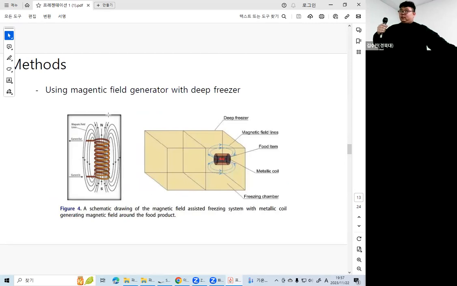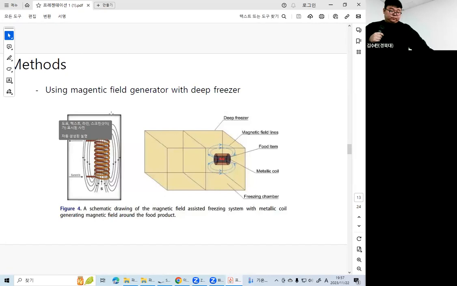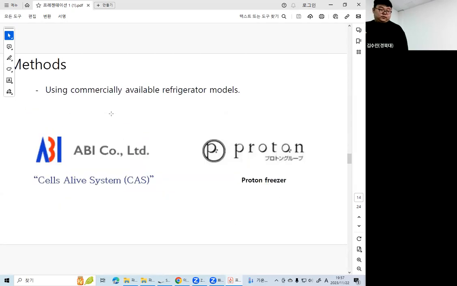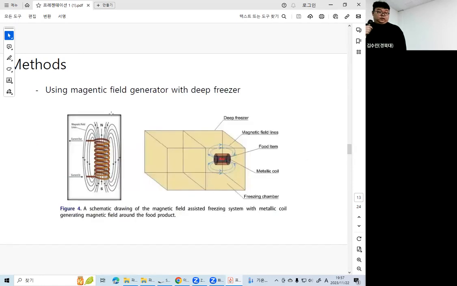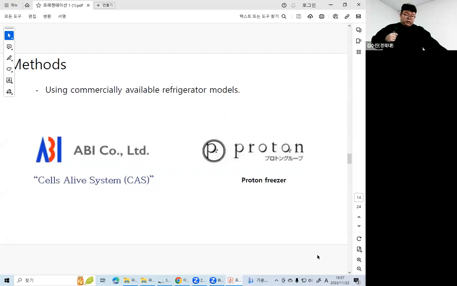In the lab we use two ways of magnetic field assisted freezing. The first is using a magnetic field generator with a diffuser, and the second is using a commercially available refrigerator model. In the first, we set the magnetic field generator in the deep freezer and put the food item in the coil for freezing. The second, commercial models are ABI Corporation's CAS freezer and Proton Corporation's Proton freezer.